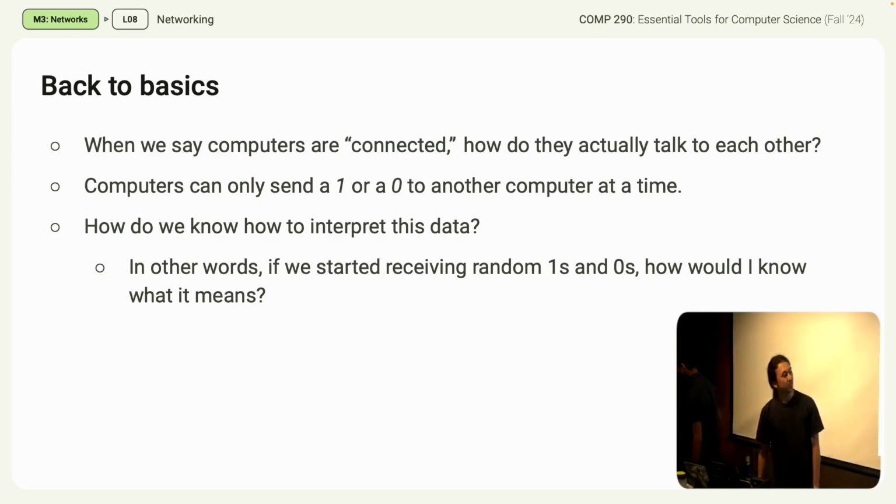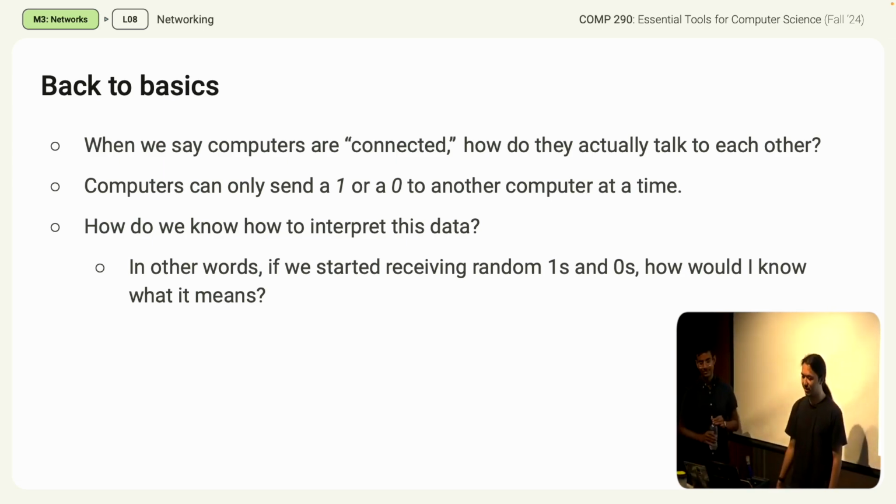So when we say computers are connected, how do they actually talk to each other, right?